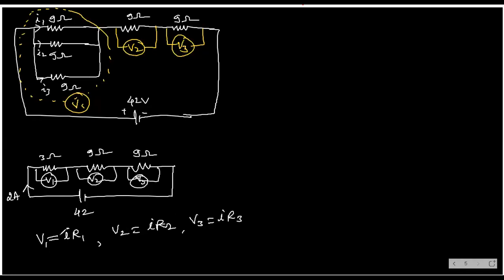Now we will check it. V1 is what now? V1 is equal to 2 into 3, 6 volt. Understood? V2 is equal to I into R2. I is 2, R2 is 9. How much? 18 volt. V3 is what? I is 2, R3 is 9. 2 into 9, how much? 18 volt. 18 plus 18, 36, plus 6, 42. Okay, V1, V2 we got.